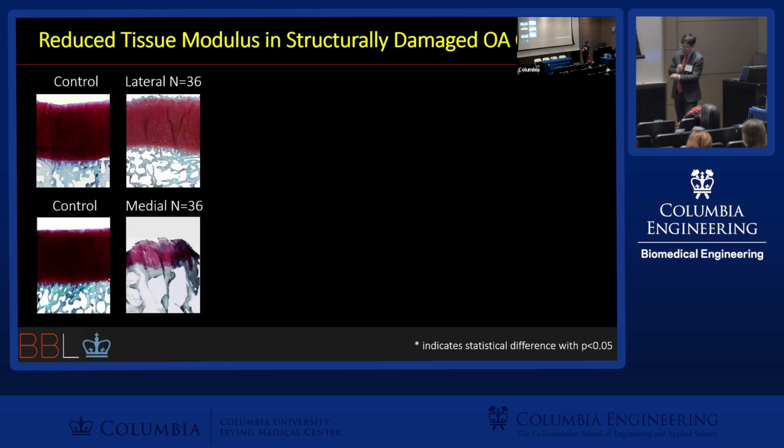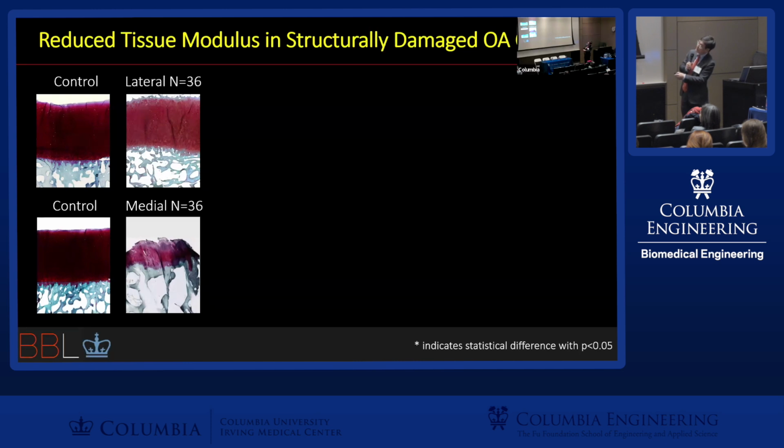So now, let's look at some results. On the left side, those are control samples in the medial and lateral. So the top is the lateral side, the bottom is the medial side of the knee, right? On top here, you can see on the lateral side we have 36 samples, and the medial side also 36 samples.